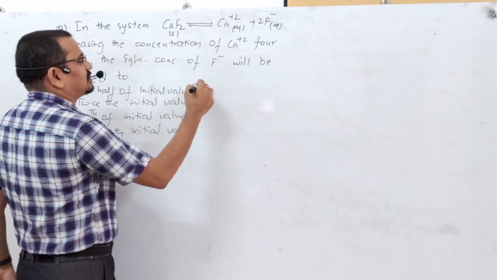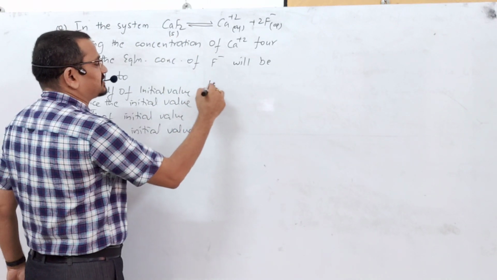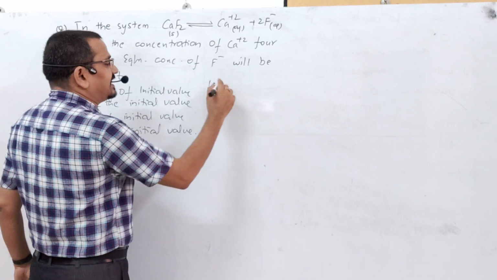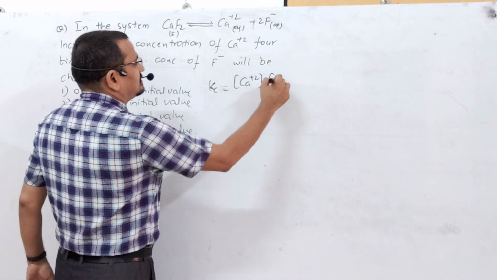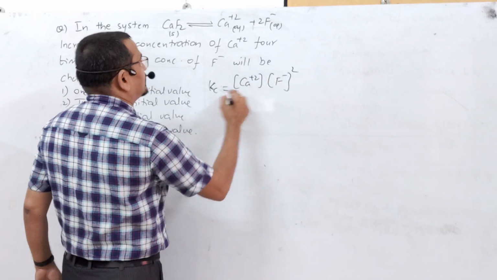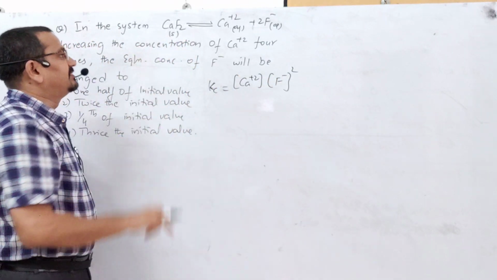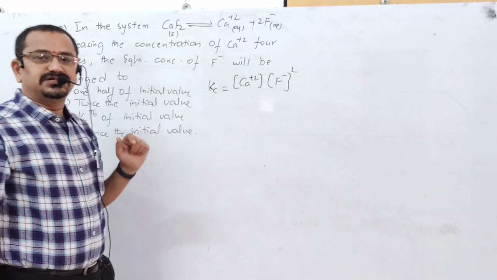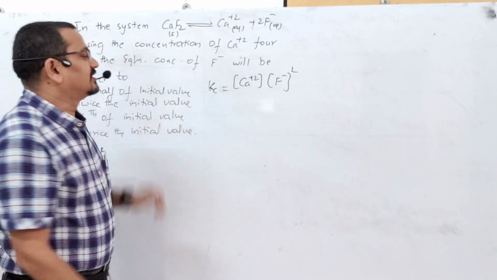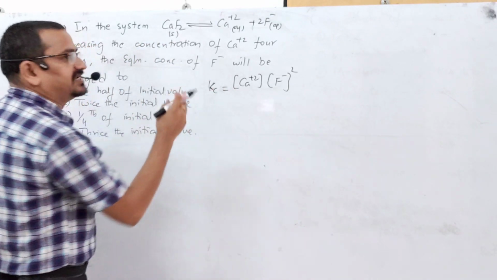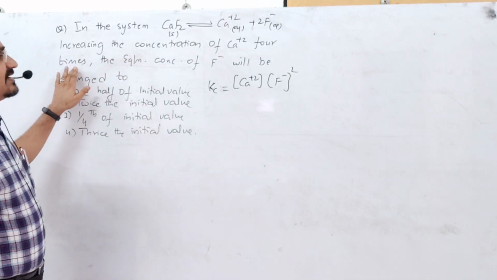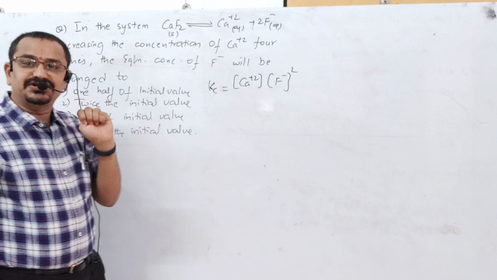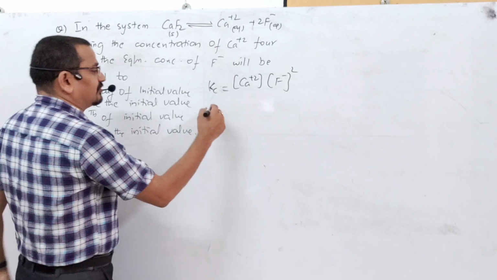Here, as this is a solid, for this equilibrium reaction, the equilibrium constant Kc can be given as the concentration of Ca plus 2 aqueous into the concentration of F minus square, divided by 1, which stands for unity because it is a solid. For solids, concentration is taken as unity. Now, what's the change they did? The concentration of Ca plus 2 is increased by 4 times.